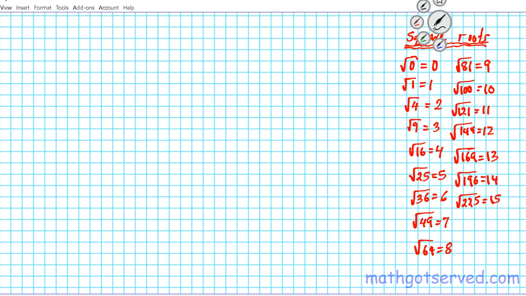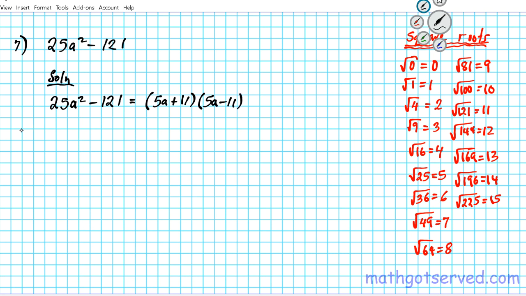Let's take a look at question number 7. Let's say we are to factor 25a squared minus 121. Don't forget to check to make sure it's a difference of squares. Do we have two squares here? Yes, and this is a difference, so we can factor it. The square root of the first term is 5a, and the square root of 121 is 11. If you've forgotten, you can look at our chart here to help you out. Sum and difference.